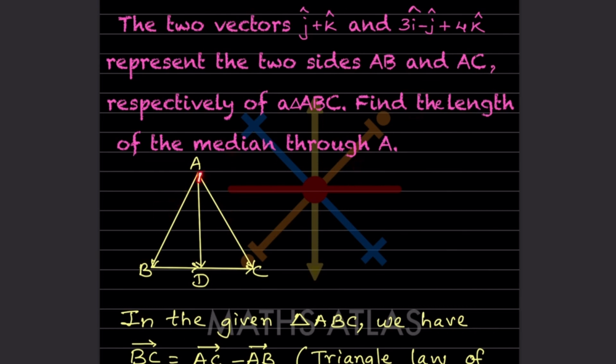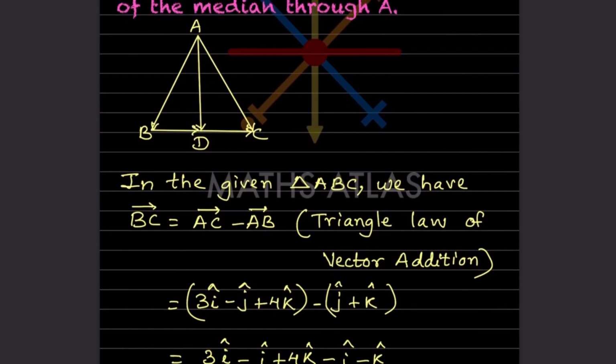So we are drawing the median to A. This is the A point. So we will draw the median over here. Let us put this point as D. So now let us look at this triangle. In the given triangle, what is given? That BC. What is that BC? It is AC minus AB, because that is the triangle law of vector addition.